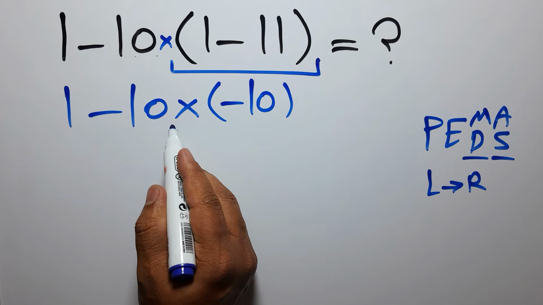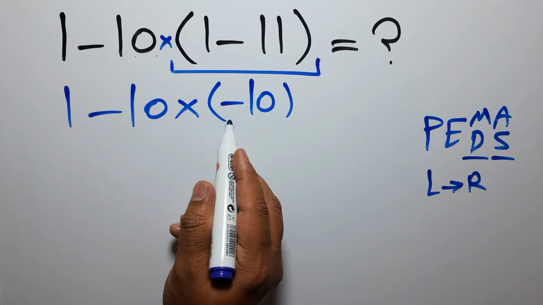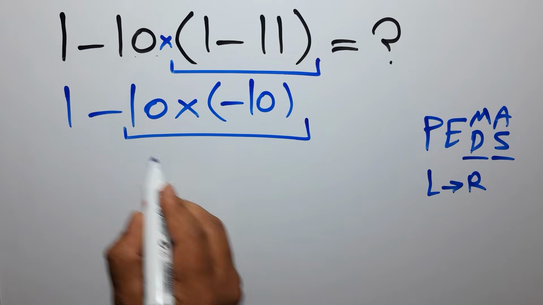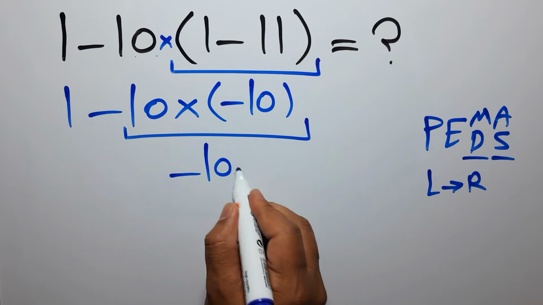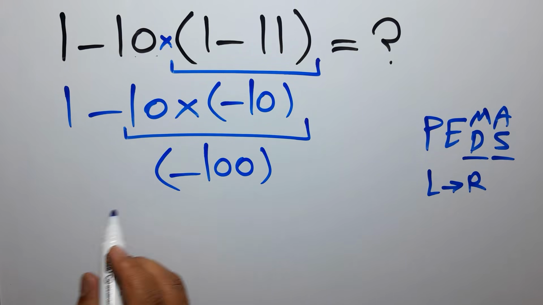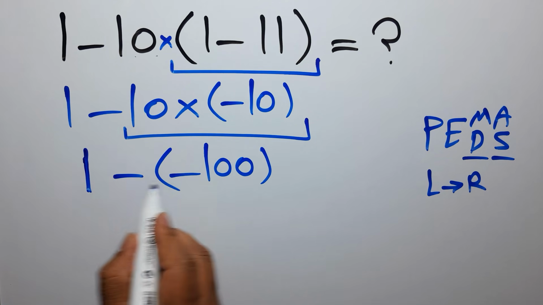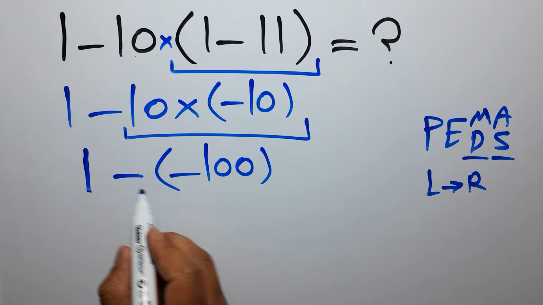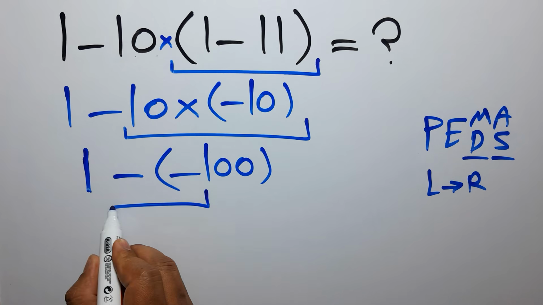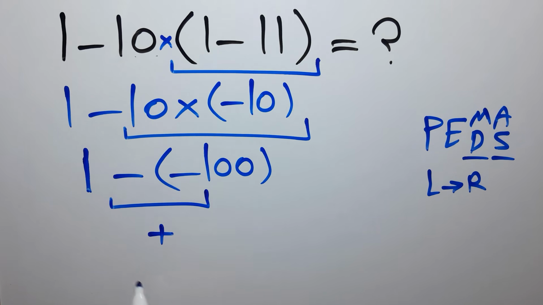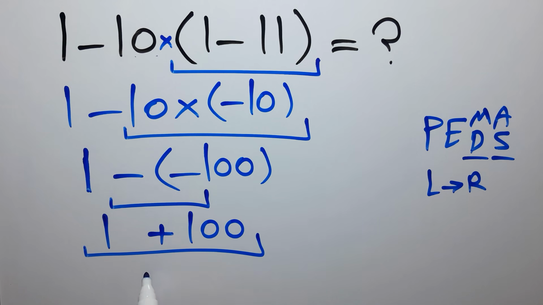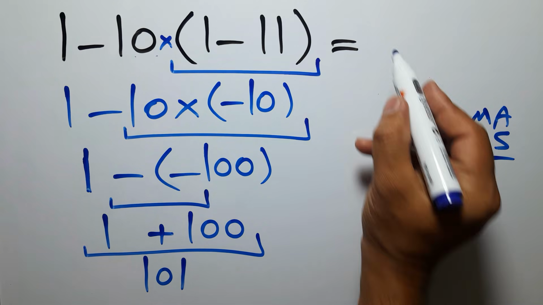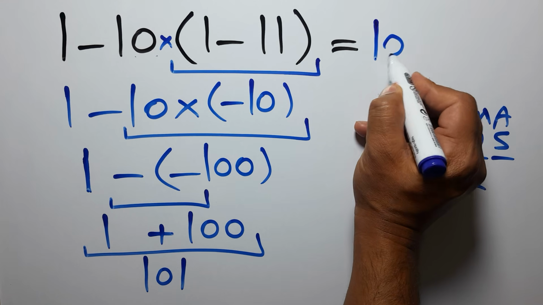So here, first we have to do this multiplication. 10 times negative 10 equals negative 100. So we have 1 minus negative 100. Now, negative times negative gives us positive. So we have 1 plus 100, which equals 101, and this is our final answer to this problem. The correct answer is 101.